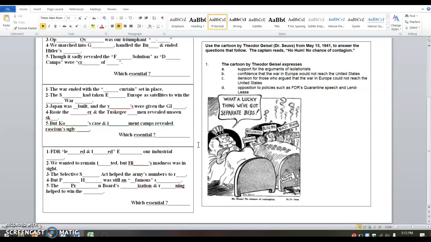12.3. Okay, you can see Uncle Sam here in bed, another Dr. Seuss cartoon, trying not to catch the contagiousness of Hitleritis and Stalin-itch and the Blitzpox and the Nazi fever. So Uncle Sam is very happy he's got separate beds. He's smiling. They look miserable. So this is definitely A, support for the arguments of isolationists.